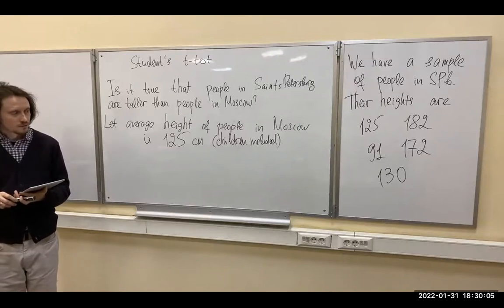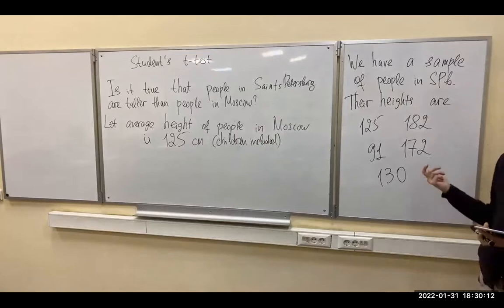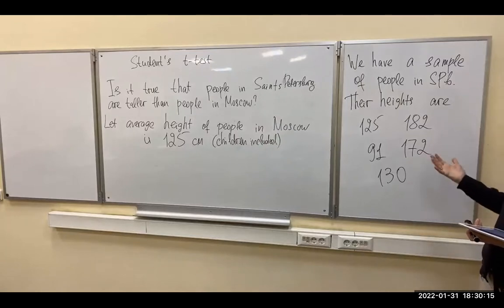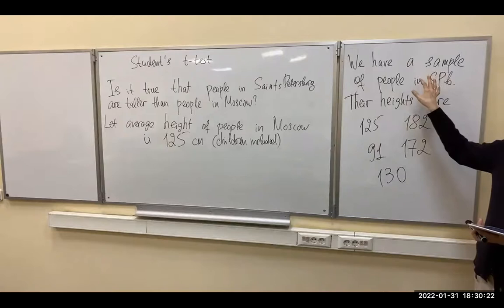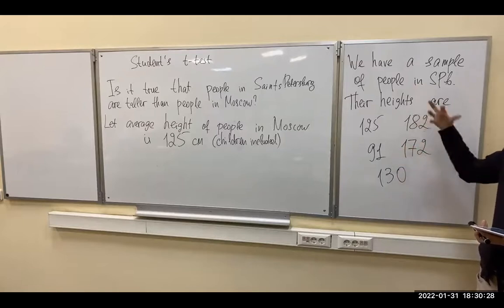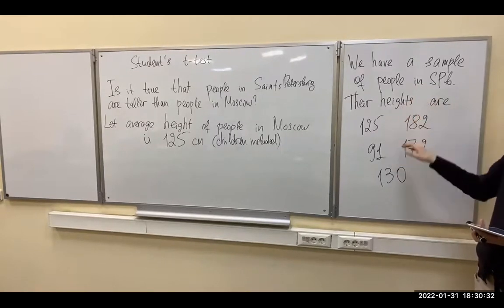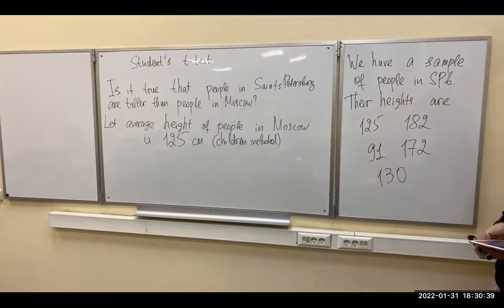So we can count the average height of these five people. As we discussed in the previous lesson, basically what we are trying to do is this: we are interested in the population mean of people in St. Petersburg. And we can try to approximate, to estimate this average height of people in St. Petersburg by the corresponding sample mean. So let us find the sample mean. I will use a calculator, because this is a very difficult mathematical question, and I can't do it in my head.